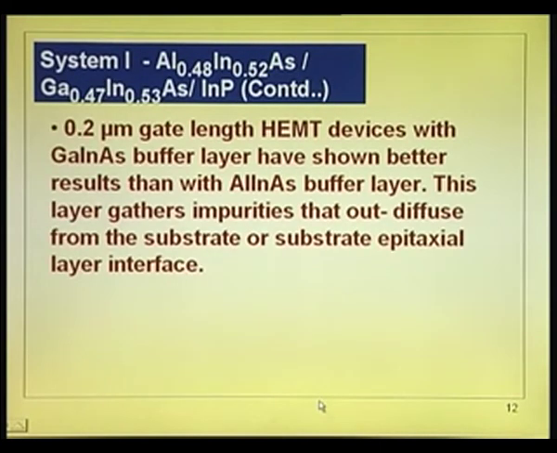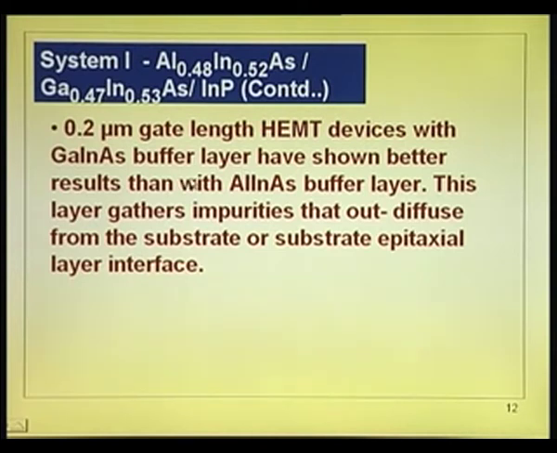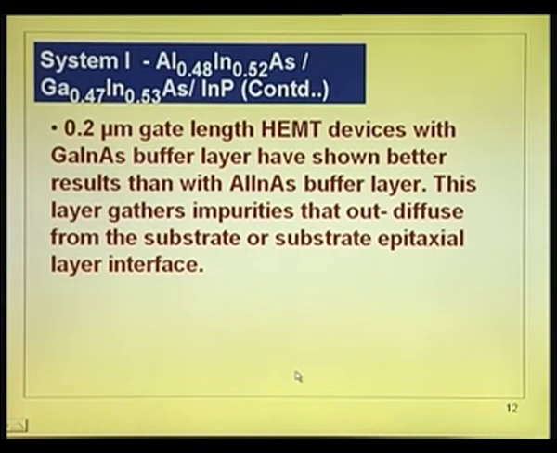Now, these are some of the performances. Gallium indium arsenide on indium phosphide system, that is your system 1. 0.2 micron gate length HEMT devices with gallium indium arsenide. This is what I am trying to point out. People have fabricated this device with this buffer layer made up of gallium indium arsenide or aluminum indium arsenide. They found that this is much better, probably because if you put aluminum indium arsenide, that itself adds a source of defects because of the aluminum presence. So, that may be the cause, I can say. So, that is what is said here.